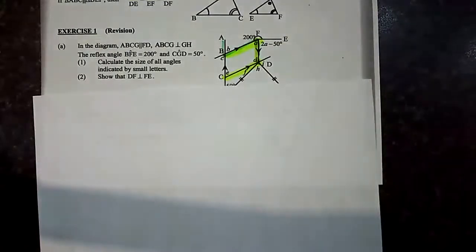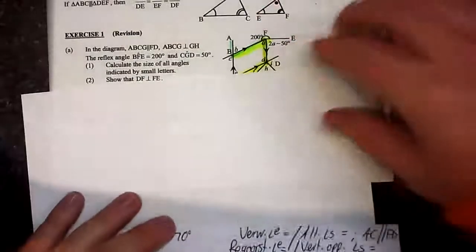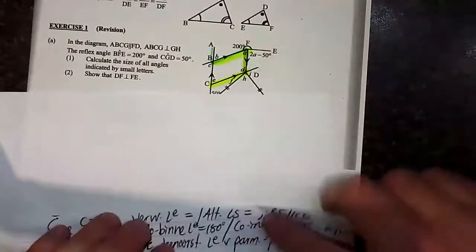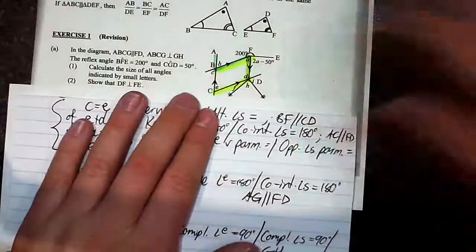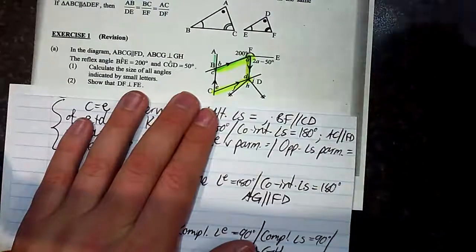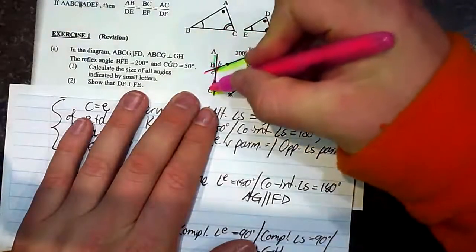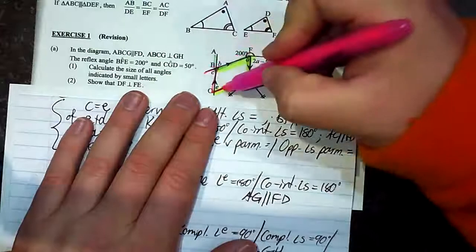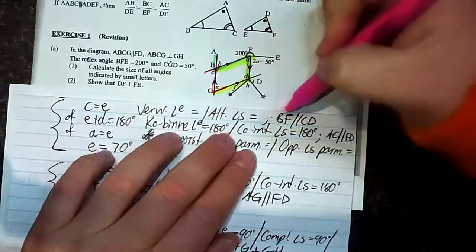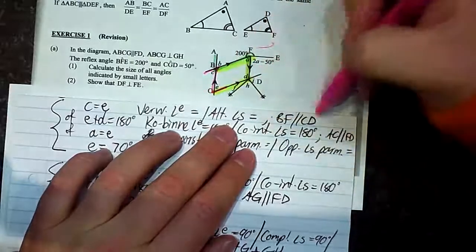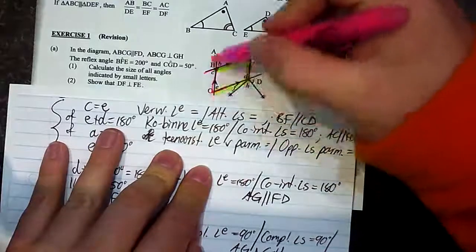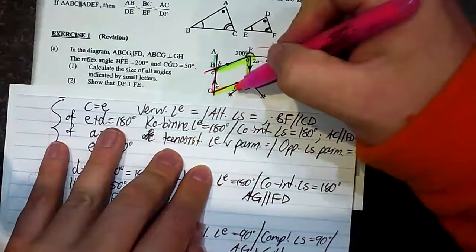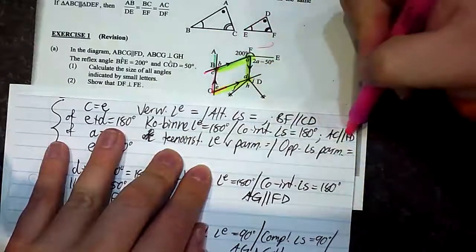Where does E lie? Okay, waar lê E? E lê daar in die hoekie ACD. Okay? There's a few ways you could have gone about it. Okay? Easiest way would have been C and E is verwisselende hoeke, alternate angles due to BF and CD that are parallel. You could have also said E and D are co-interior angles supplementary due to ACFD that are parallel.